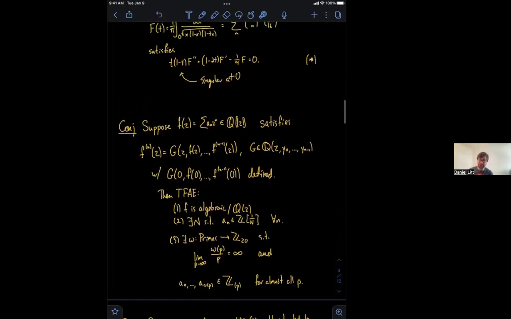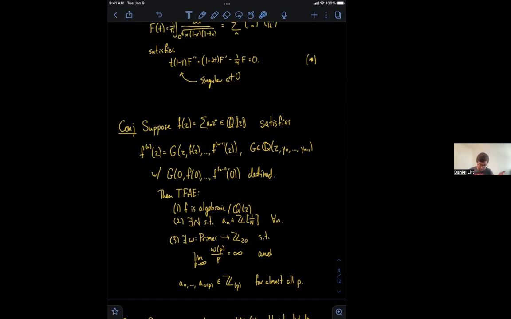And then the conjecture is that the following are equivalent. So first of all, f is algebraic, so it satisfies a polynomial with coefficients in this field. 2, the conclusion of Eisenstein's theorem is true, namely that there's some integer n so that all the Taylor coefficients live in Z adjoined 1 over n. Another way of saying that is that only finitely many primes show up in the denominators of the Taylor coefficients.